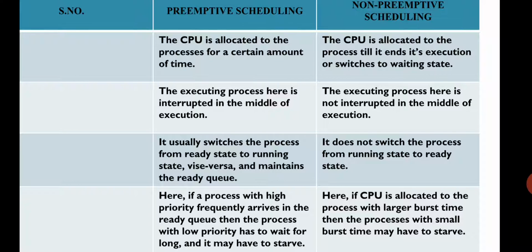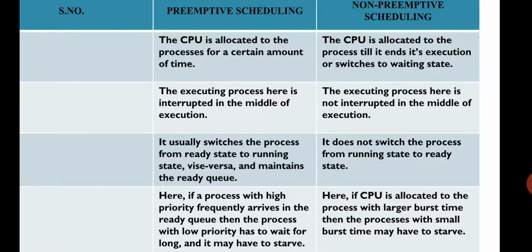Okay, so in case of non-preemptive scheduling, the CPU is allocated to the process till it ends its execution or switches to waiting state. That is a voluntary one. You cannot force it. If the process wants, it can switch. Otherwise, it will never allow.